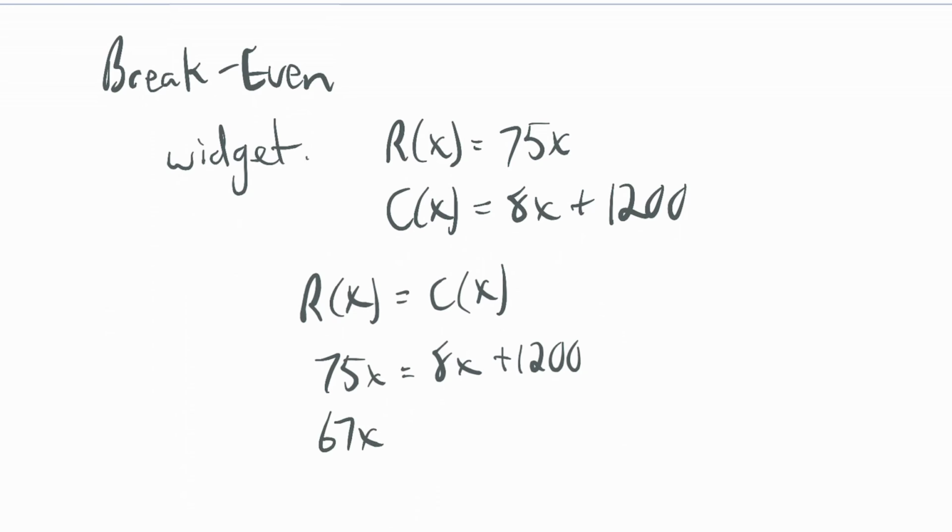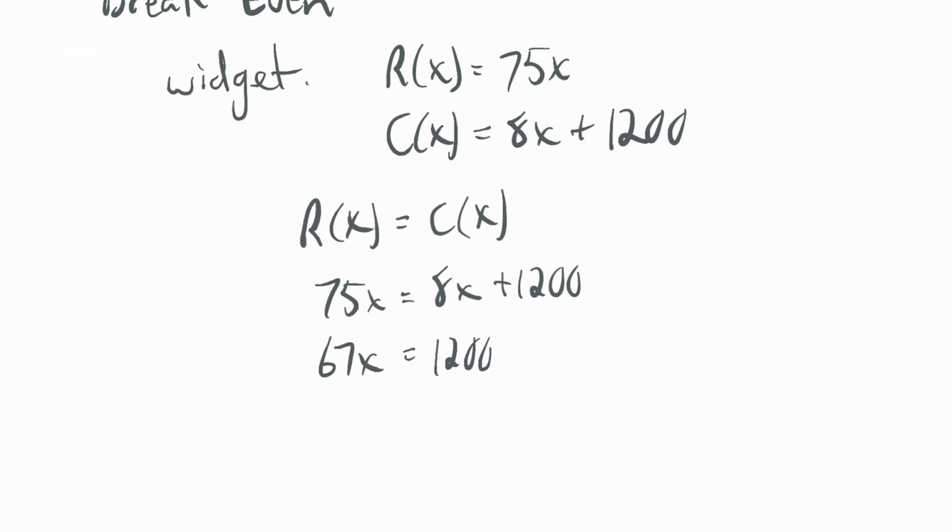So 67x equals 1,200, and I can divide 67 on both sides. So x is 1200 over 67. Well, that's a messy number. I want something a little more recognizable, so I'll throw this in a calculator. Again, I just made up these numbers. I didn't choose numbers that work out to get a whole number result.